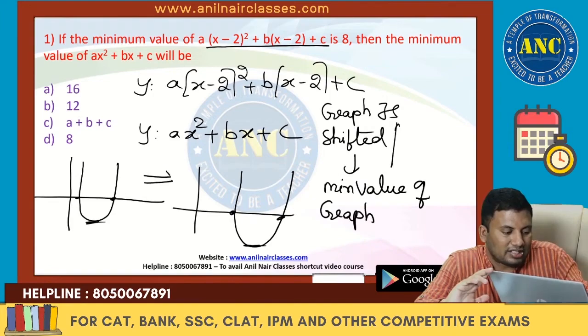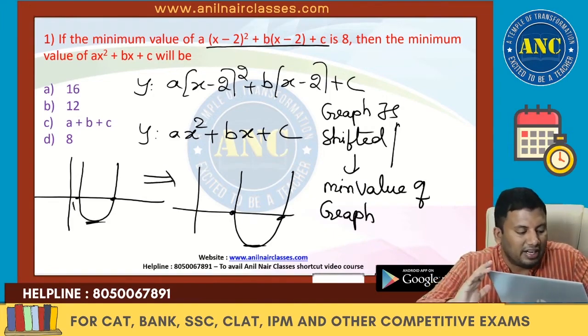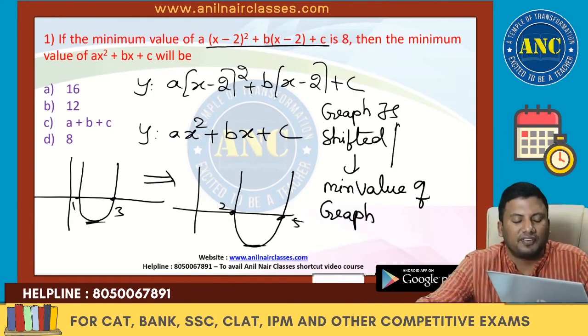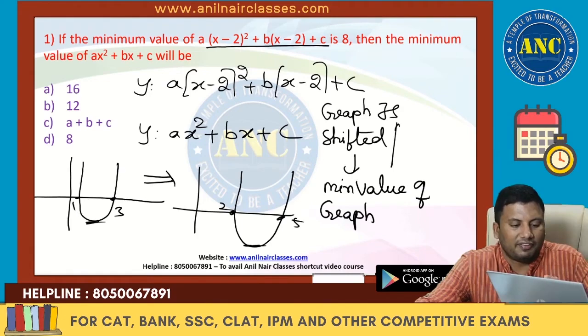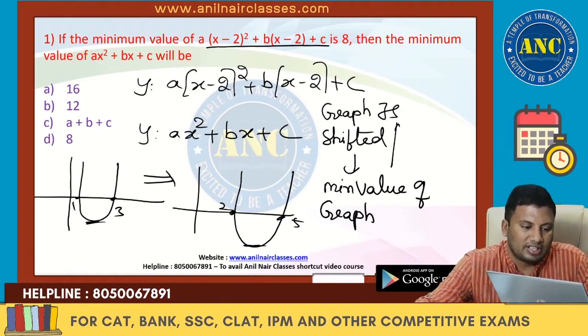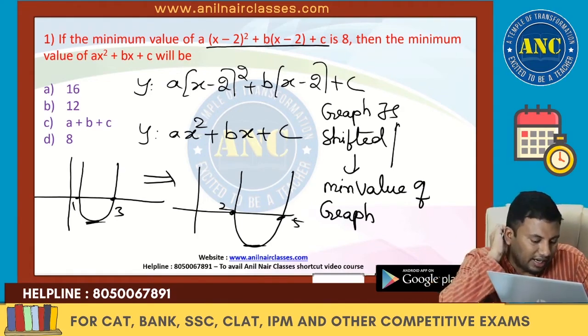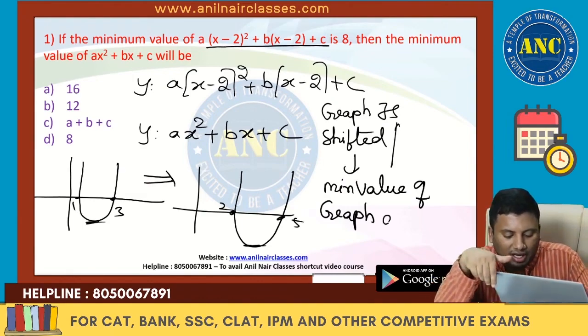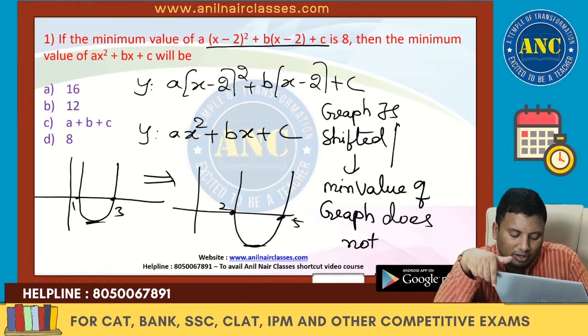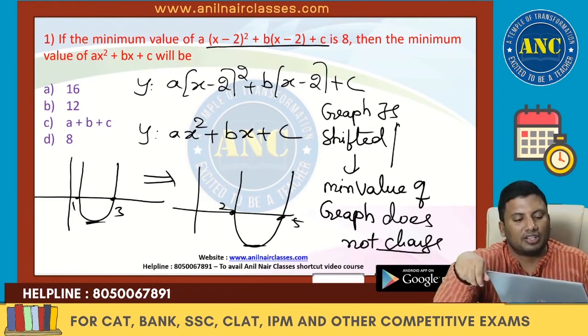I hope this example is clear. Suppose a point is at 1, 3, this is at 2, 5. The graph is just shifted by 2 units. If the graph is shifted, the minimum value of the graph does not change.